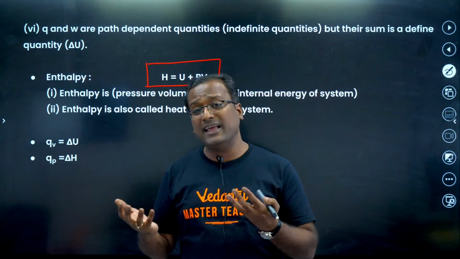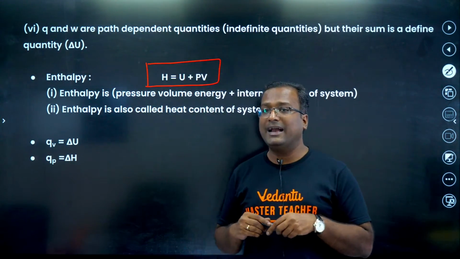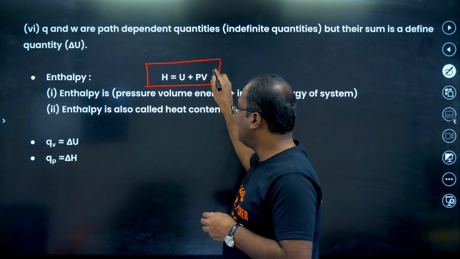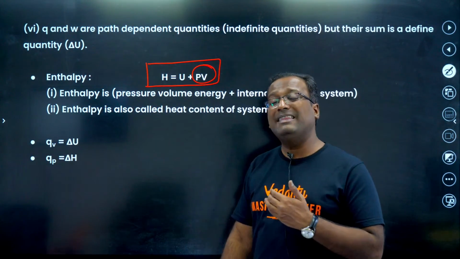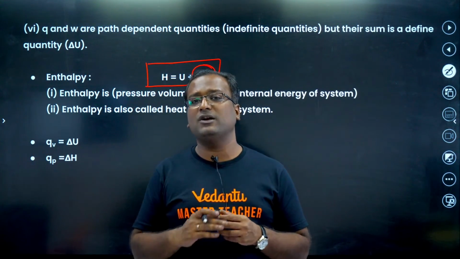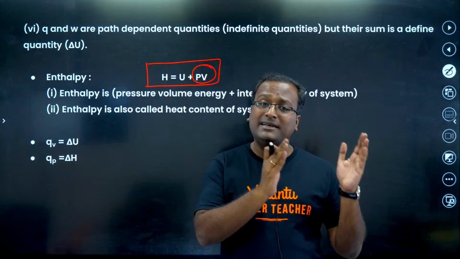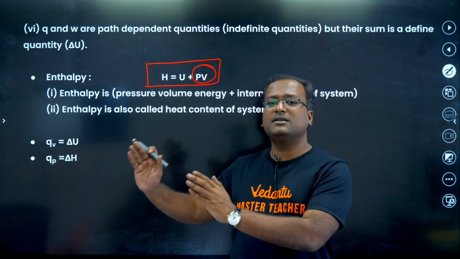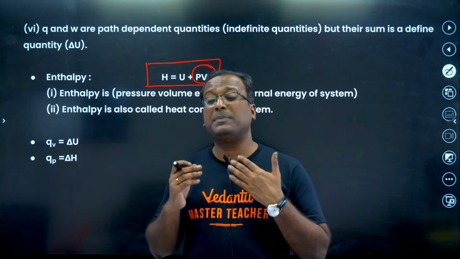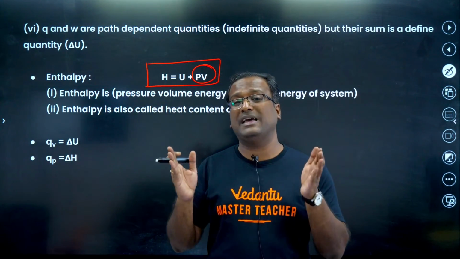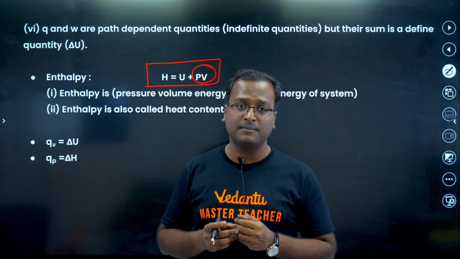But that's not enough to define the total energy, and therefore we end up adding a pressure volume term. So enthalpy, which is the total energy content of the system, is equal to internal energy plus the energy possessed by the system due to pressure volume, due to its expansion compression capabilities.